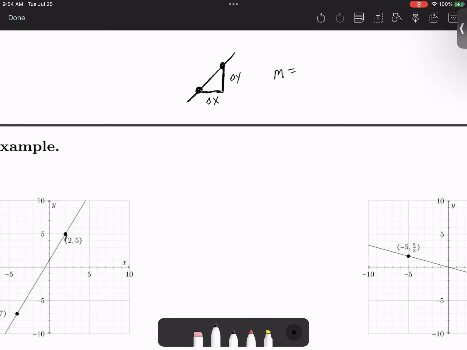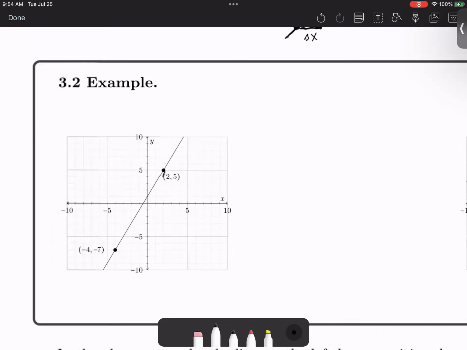Then the slope, which is often represented with a variable m, is the ratio change in y over change in x. Right? So this is a really big slope. This is a small slope because over here I have a big change in y. Over here I have a small change in y.